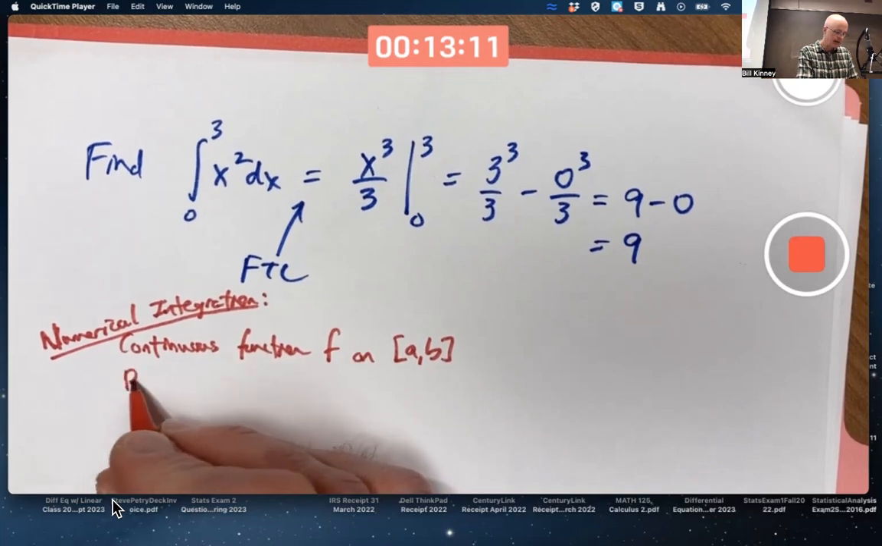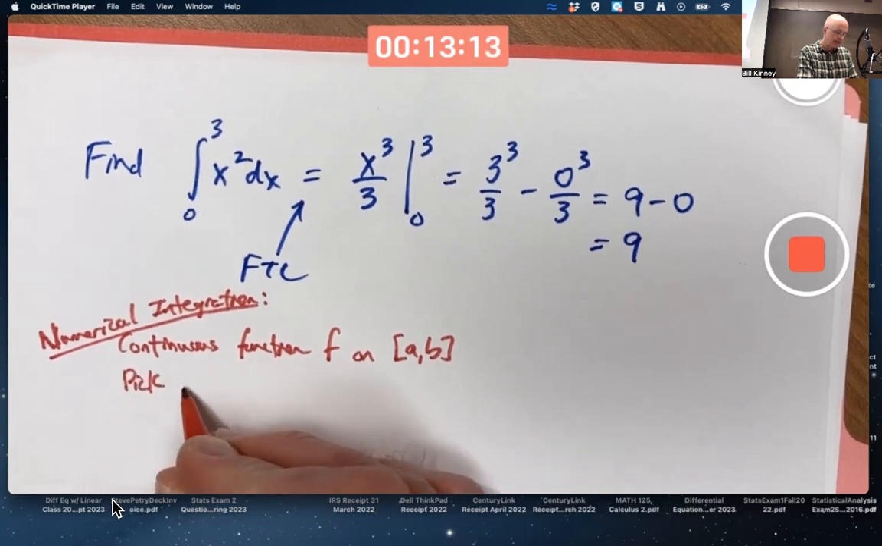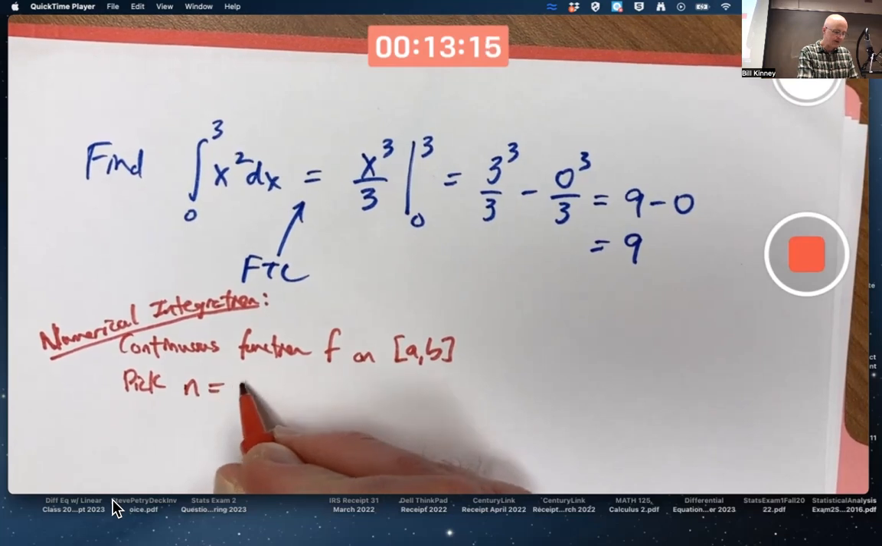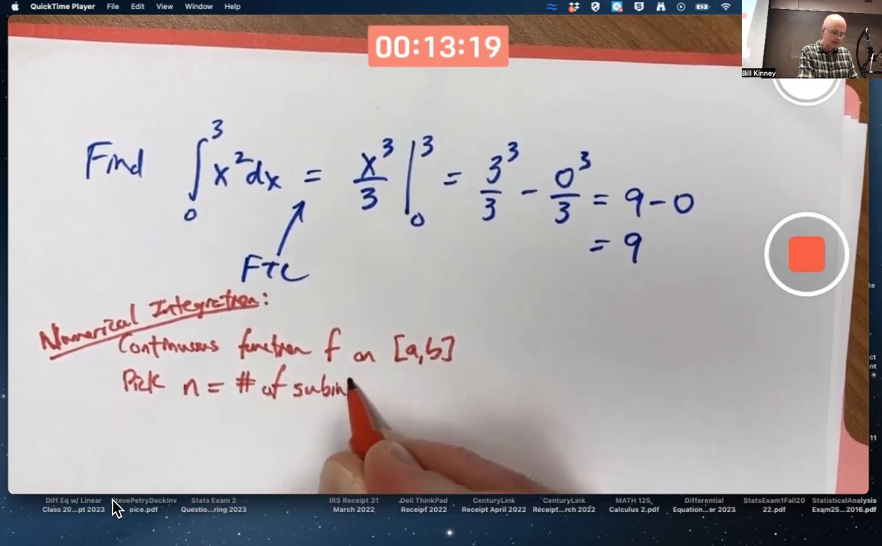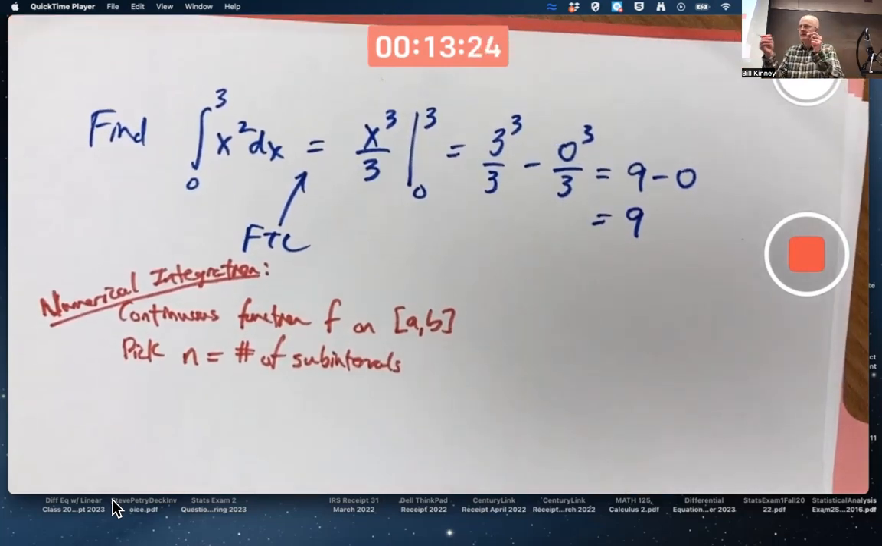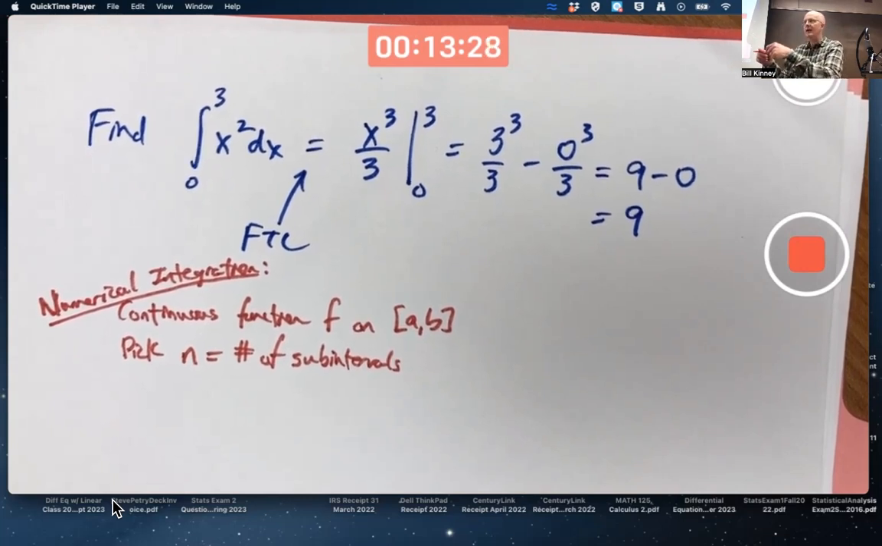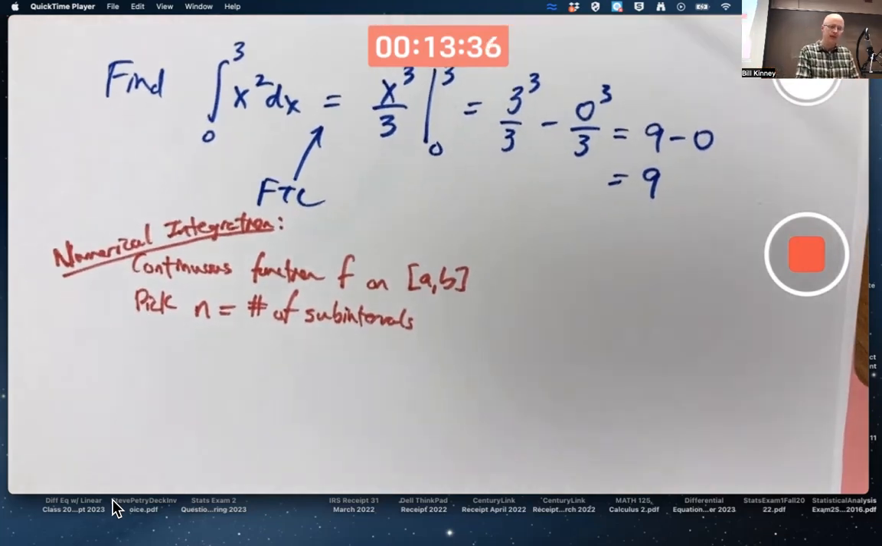You pick a value for n, which is the number of subintervals that you're going to break this bigger interval into. N subintervals, ultimately for the left and right hand rules, it'll be n rectangles that will approximate the area under the curve.